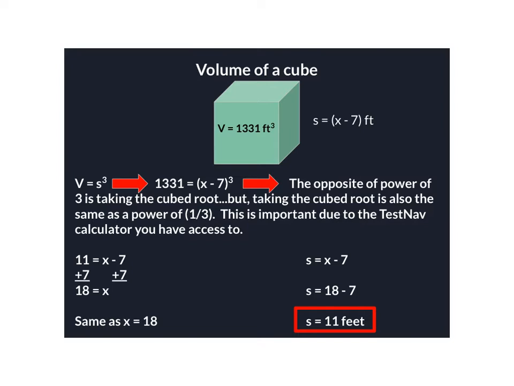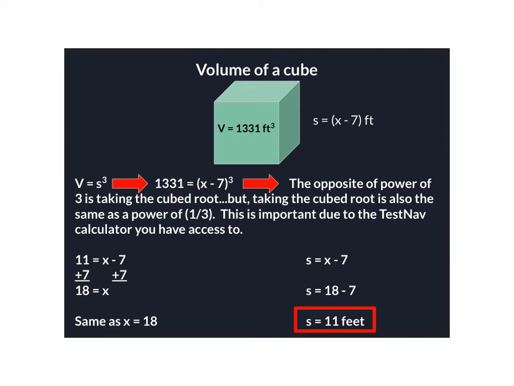So a couple ways that we can look at this. If you know how to take the cube root of 1331, you would get 11 over here. Or if you took 1331 and you raised it to a power of 1/3, that's the same as taking the cube root, and that's where we get 11. Or if that's too difficult, you can do it another way.